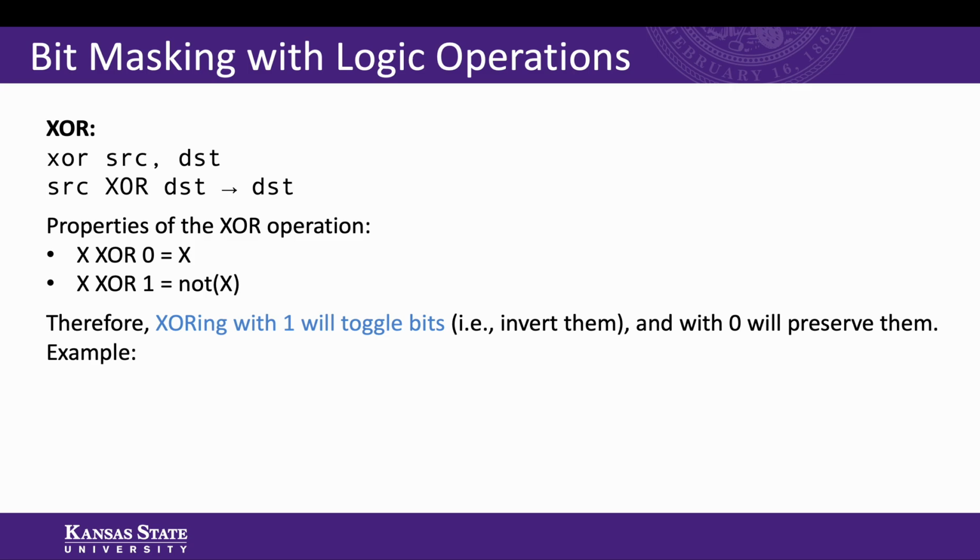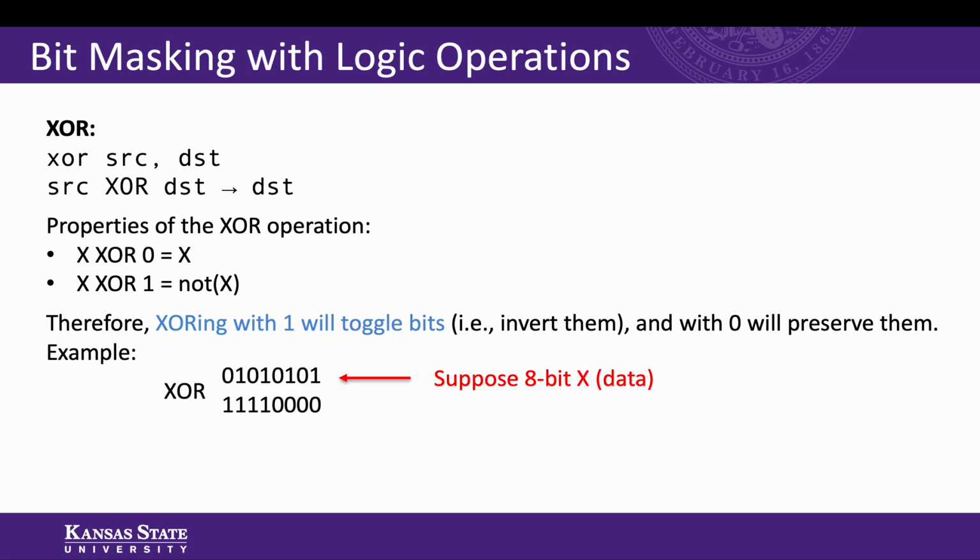The second property there, x exclusive OR 1, is actually not x. Let's consider when x is 0. 0 exclusive OR 1 is 1. And when x is 1, 1 exclusive OR 1 is 0. So in either case there, we got back the complement of x, or not x. Therefore, exclusive ORing can toggle the bits, i.e. invert them, and we do that by exclusive ORing with 1, and when we exclusive OR with 0, we preserve them, so we can use this again to set up a mask.